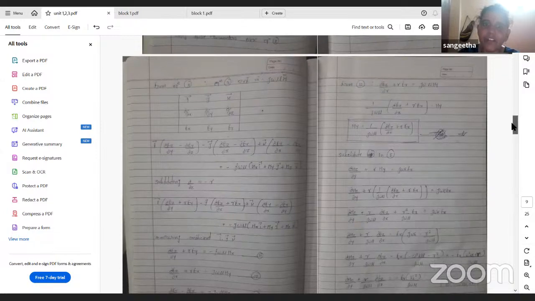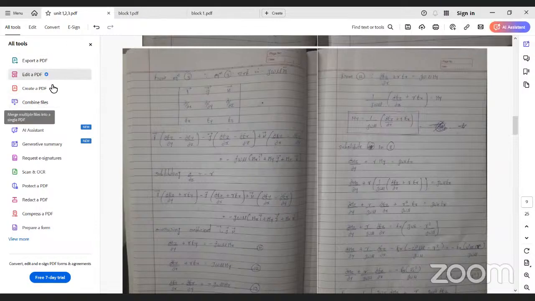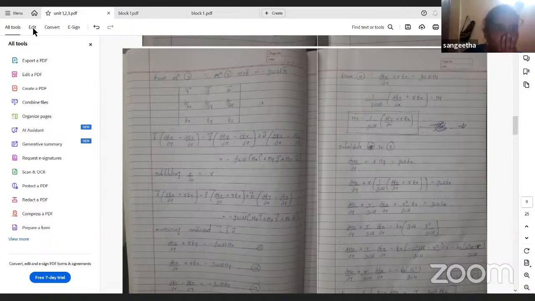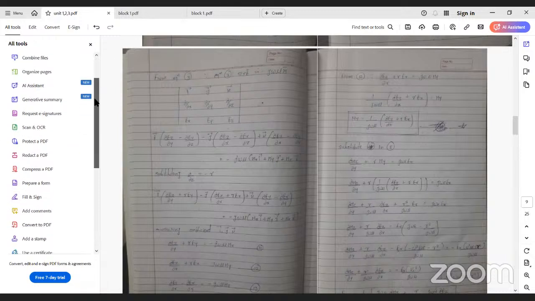Now, same procedure for the electric field. What is del cross E? Del means dou by dou x. As such, we have to write it. And H means Hx i, Hy j, Hz k.